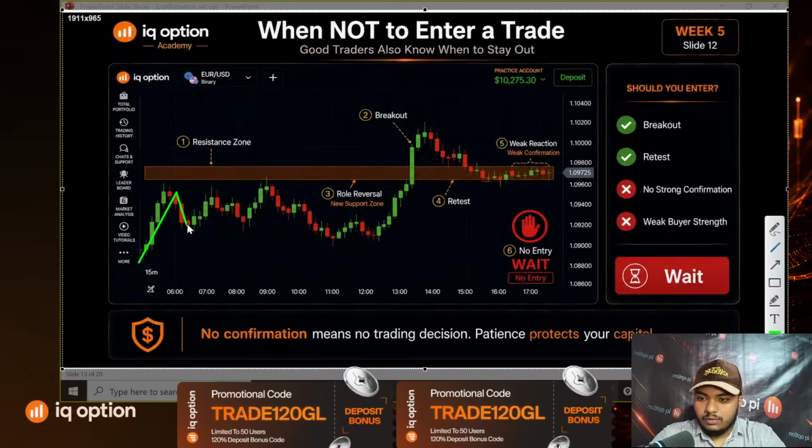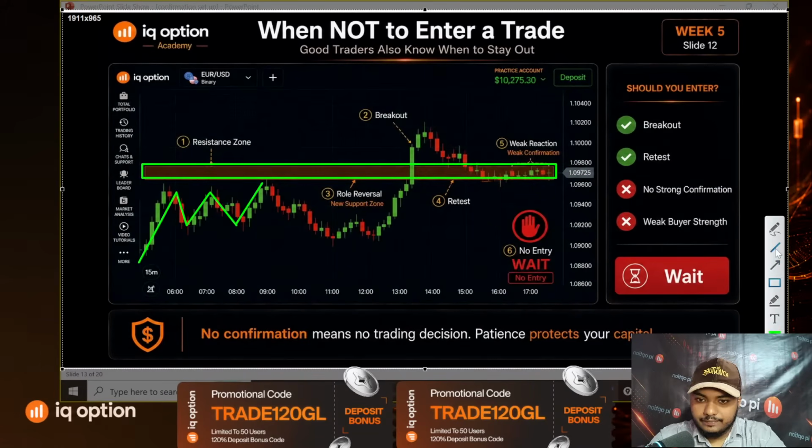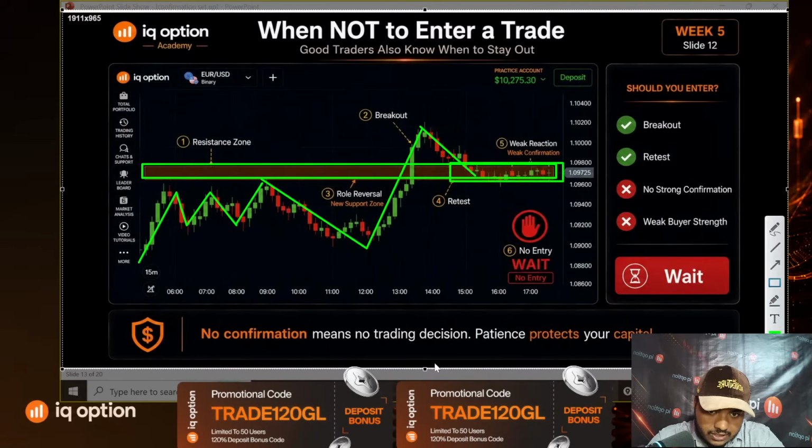The market is moving in an upward direction, getting rejected at this resistance area, and then we get a clear breakout here. After the breakout, as you can see, the market closed exactly at this area and became indecisive. There is no clear structural change here, because after the resistance is broken, this resistance area has now become our support zone.